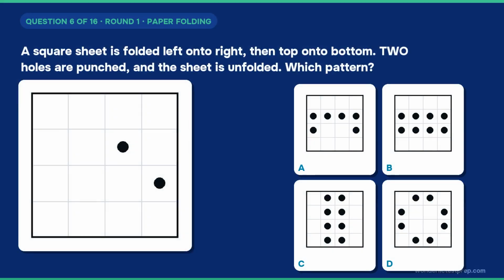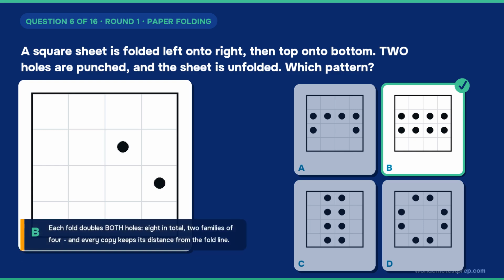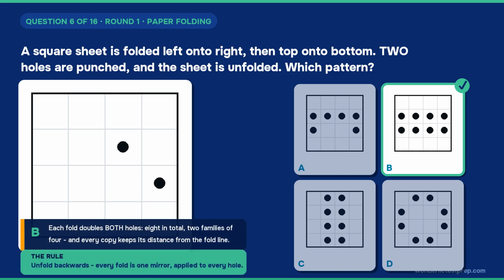Question 6. A square sheet is folded left onto right, then top onto bottom. 2 holes are punched, and the sheet is unfolded. Which pattern? 10 seconds. B. Each fold doubles both holes, 8 in total, 2 families of 4, and every copy keeps its distance from the fold line. The rule, unfold backwards. Every fold is one mirror applied to every hole.